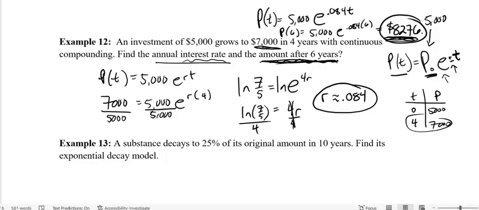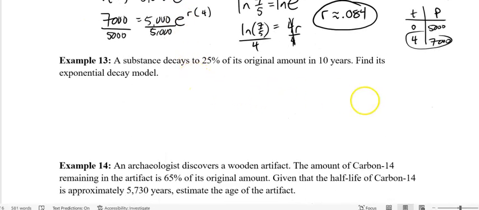Okay, let's take a look at the next one. A substance decays to 25% of its original amount in 10 years. Find its exponential decay model. Okay, exponential decay looks just like our money one. I'll use A for this one. The total amount is some initial amount, and then it's decaying, so we typically use a k instead of an r, and it should be negative, right? Because we have a decreasing exponential function.